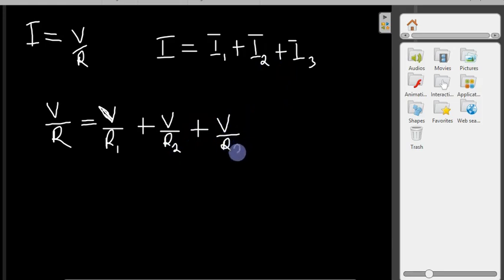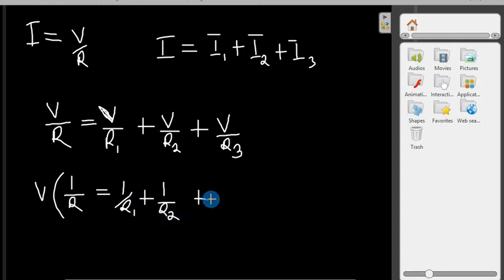Okay, so once you come up with this expression, you realize that there is one thing that is common, which is V. So we can factorize it. If we factor V out, we have V here. Then what is going to remain is that here we are going to have 1 over R is equal to 1 over R1 plus 1 over R2 plus 1 over R3.